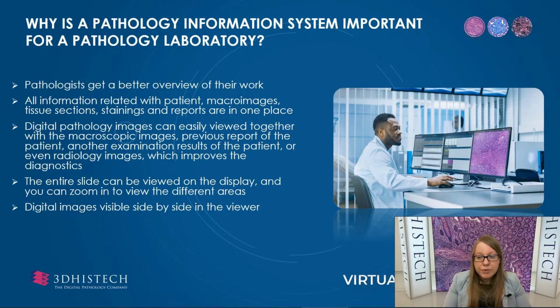Why is a pathology information system important for a pathology laboratory? Pathologists get a better overview of their work. In a digital work list, they can see exactly what tissue section to review, what has been reviewed already, and what to prioritize. It's also possible to see exactly how many tissue sections and stainings have been made per examination. All information related to the patient, macro images, tissue sections, stainings, and reports is in one place.